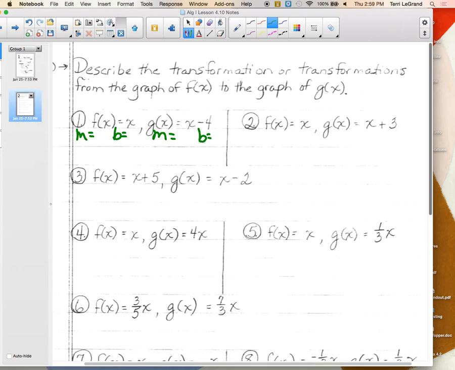That's our parent function: 1 and 0. What's the slope and y-intercept of our transform function, our g of x? 1 and -4.